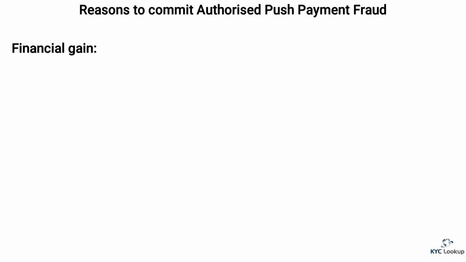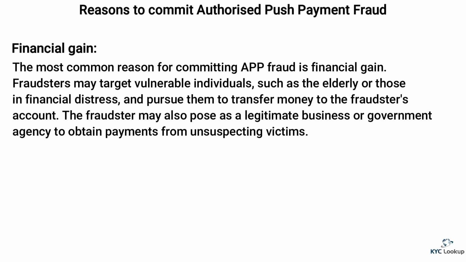Financial gain. The most common reason for committing APP fraud is financial gain. Fraudsters may target vulnerable individuals, such as the elderly or those in financial distress, and persuade them to transfer money to the fraudster's account. The fraudster may also pose as a legitimate business or government agency to obtain payments from unsuspecting victims.